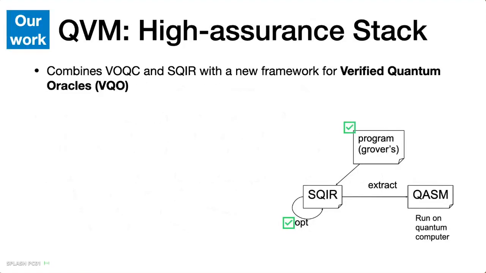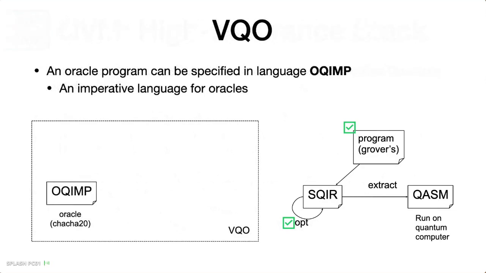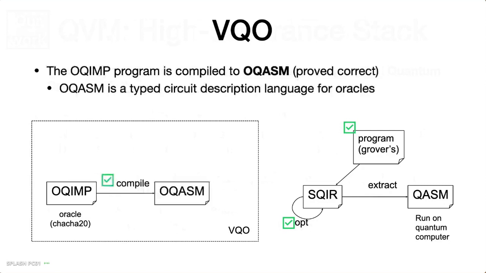Okay, so if I start from the stuff that we did before, the SQIR and Vox work, we are now augmenting this work to create a new high assurance quantum programming stack. And this new part is called VQO, for Verified Quantum Oracles. We first of all design a high-level imperative programming language called OQIMP. That's the one in which you would write your oracle in sort of a C-like programming language. This will compile down to a new intermediate language we call OQASM, for Oracle Quantum Assembly Language.